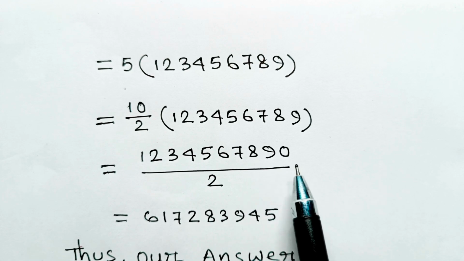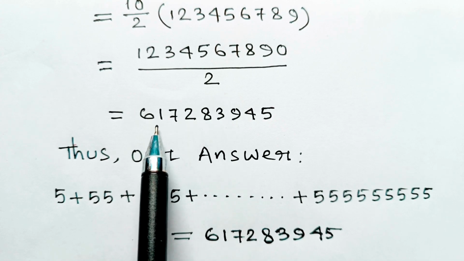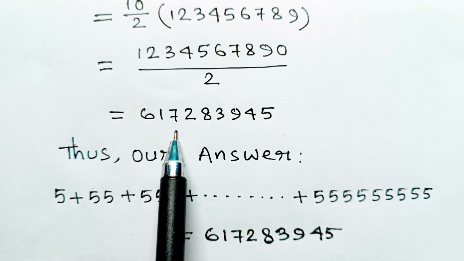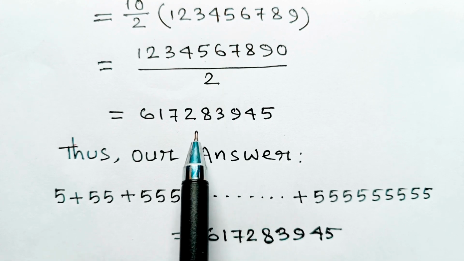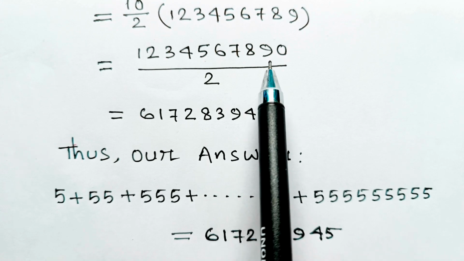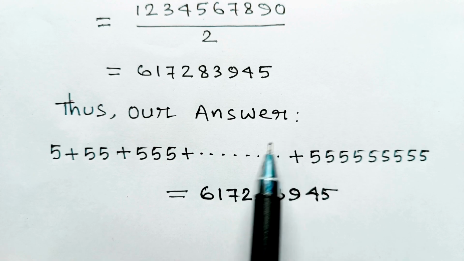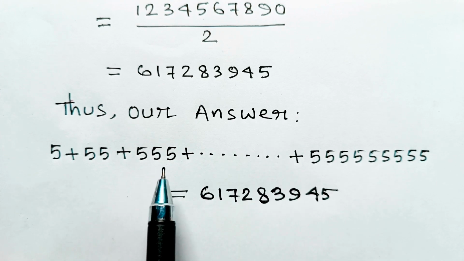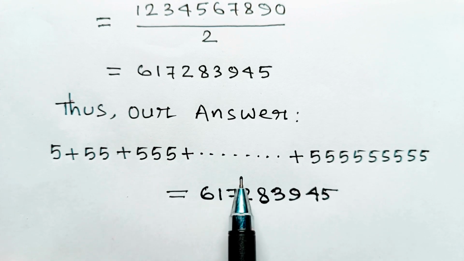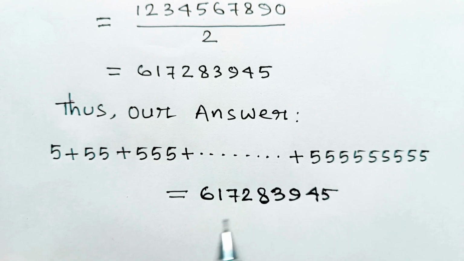6, 7, 8, 9, 0 divided by 2. 12 divided by 2 is 6, 34 divided by 2 is 17, 56 divided by 2 is 28, 78 divided by 2 is 39, 90 divided by 2 is 45. Thus our answer: 5 plus 55 plus 555 plus, and it goes all the way to 9 digits of 5, equals 61728395.